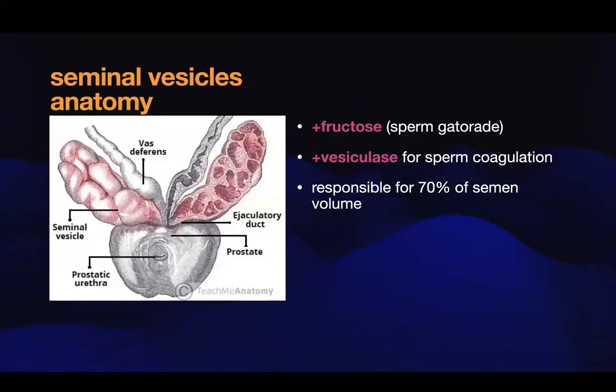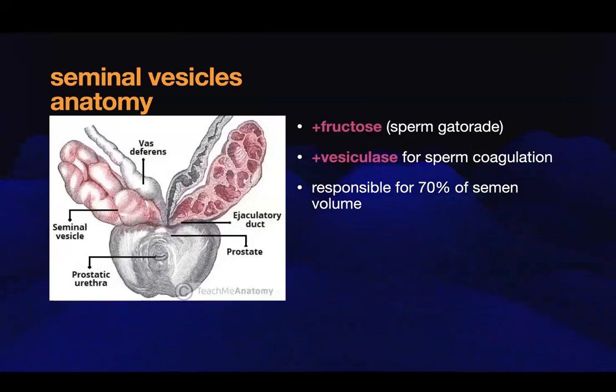Its job is to basically modify and add some cool stuff, right? So the first thing it adds is something called fructose. The way I imagine it is these sperm, they're moving around, consuming a lot of energy. You want to give them a juice-filled drink, and that's what fructose is all about. They also add something called vesiculase. Now, vesiculase is very important because it helps coagulate sperm.